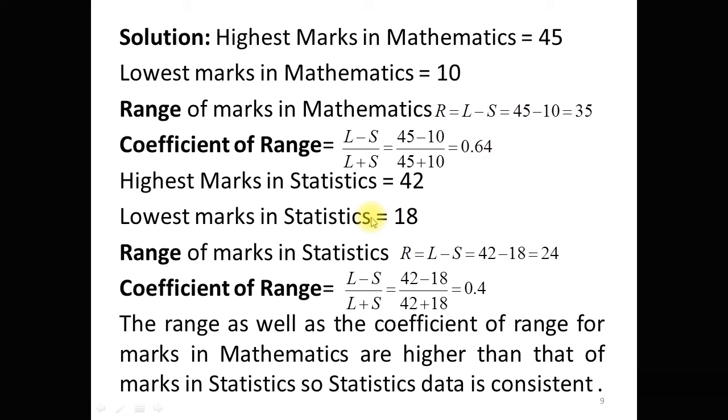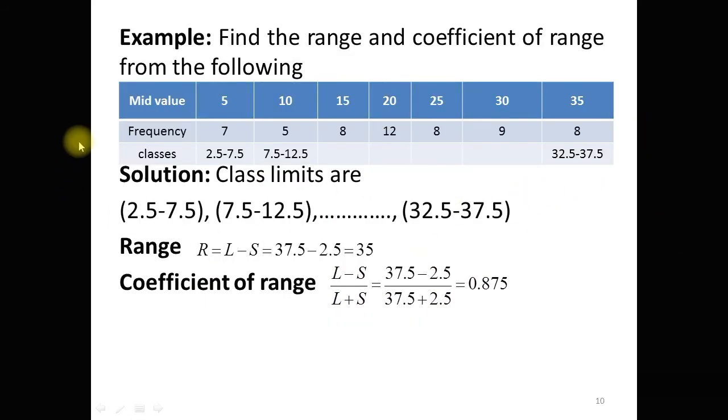ungrouped data we can easily find the largest and smallest value. So subtract the smallest value from the largest value, we can calculate the range, and similarly largest minus smallest divided by largest plus smallest, we can calculate the coefficient of range. But in the group distribution form, sometimes we have only the frequency, like you see over here in this data. These are the values and these are the frequencies. So in this case we need the classes. This is actually the group distribution data.